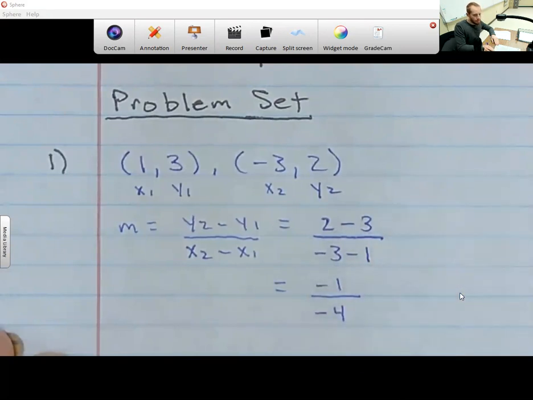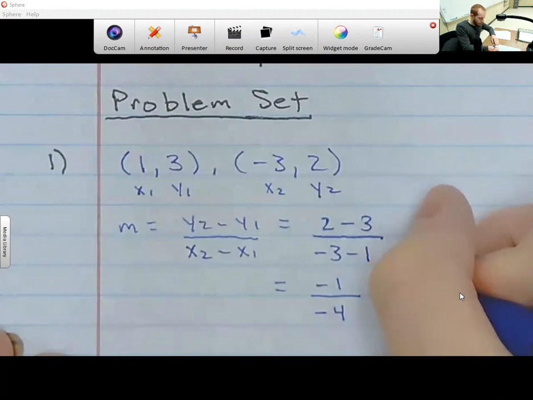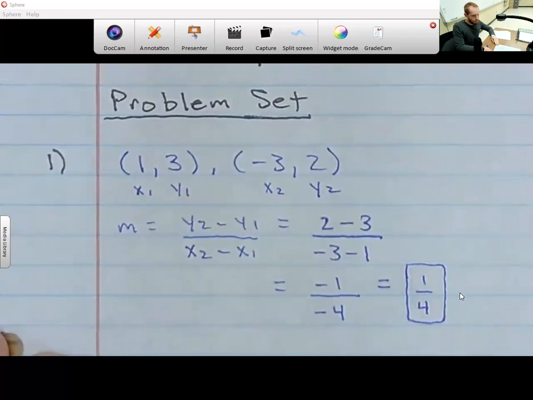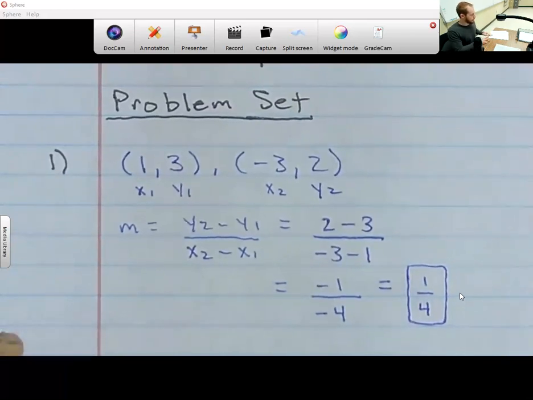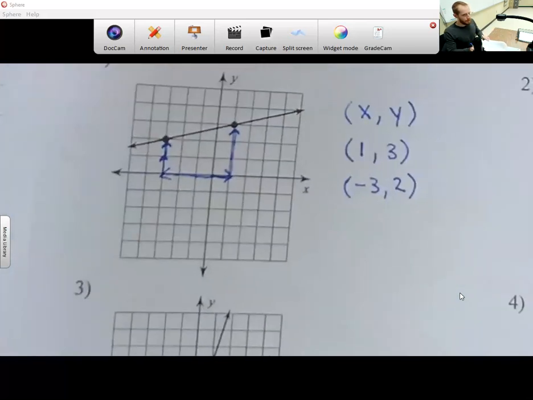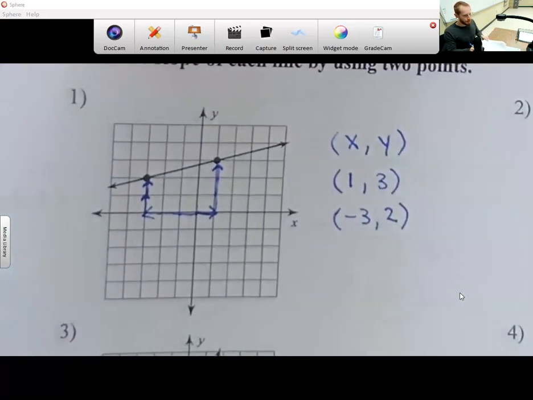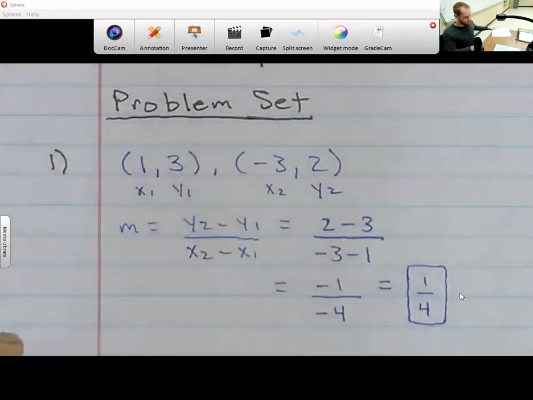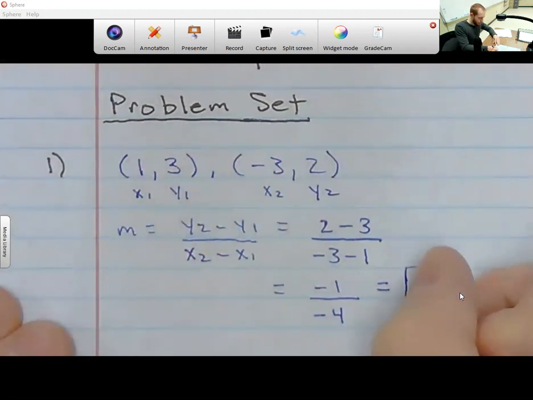So now I've got negative 1 divided by negative 4. Well, I can't really divide 1 by 4, so this is going to be kept as a fraction. And if the negatives cancel out, I'm going to get positive 1/4. That's my answer. So this is a positive fraction, right? That means my slope should be positive. So now, going back and looking at the graph, notice that the line goes up, so it's got a positive slope. So that helps me to check my answer. This is going to be a positive slope.